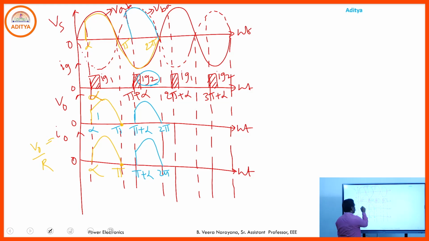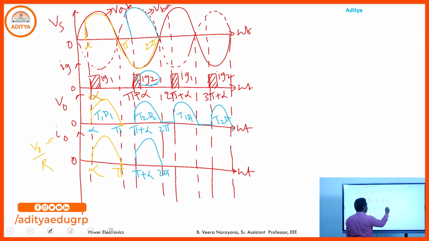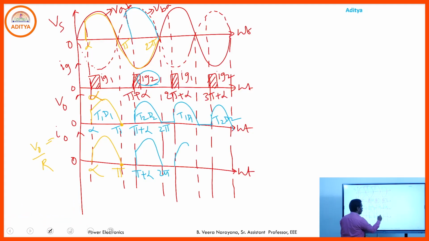So here from alpha to pi, T1, D1 are in the on state, and from pi plus alpha to 2 pi, T2, D2 are in the on state. Again, in the positive half cycle we provide the gate pulse to T1, D1, and here we provide the gate pulse to the second thyristor. So T2, D2 are in the on state, and the corresponding current waveforms are like this. This is for the single phase semi converter with R load.